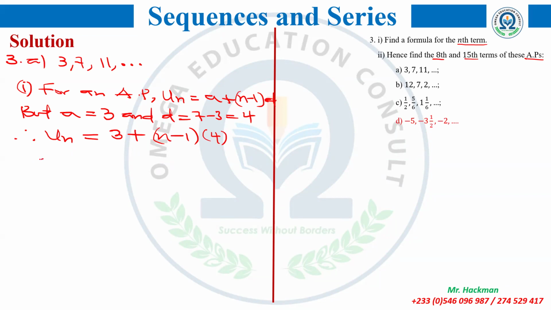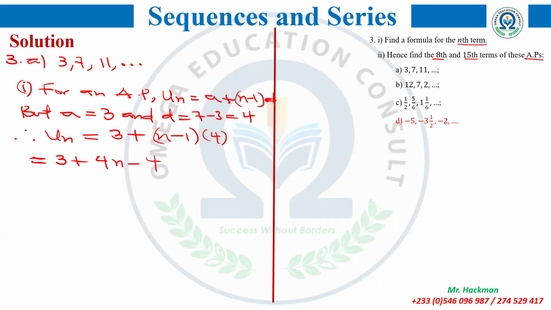Okay, so now we are going to get this to be equal to, and you can see that as I move from this line to the next line, I write close to the margin. I didn't write here. So I'm going to get 3, then I expand, plus 4n, then minus 4. All correct?